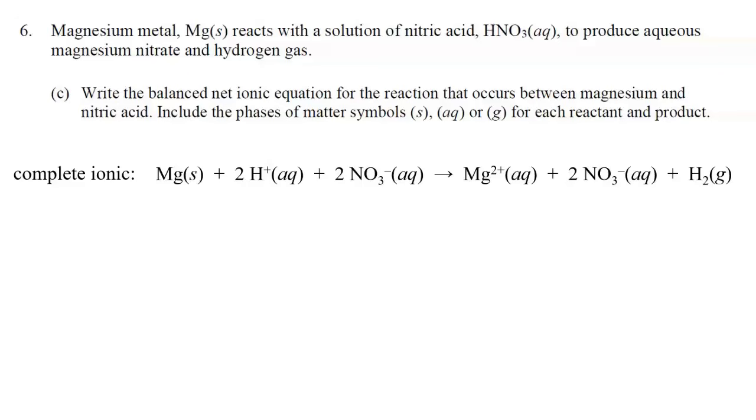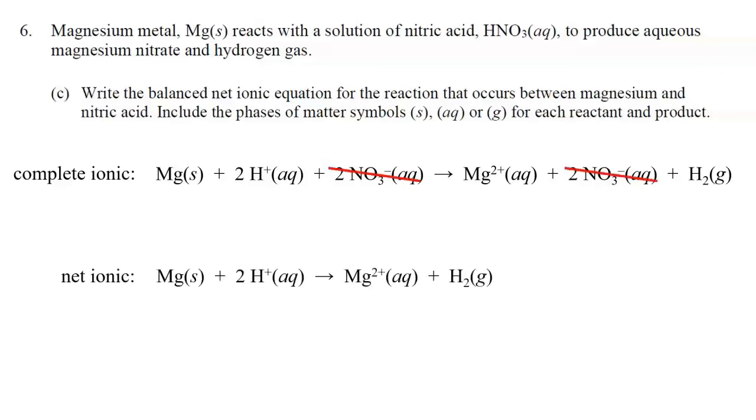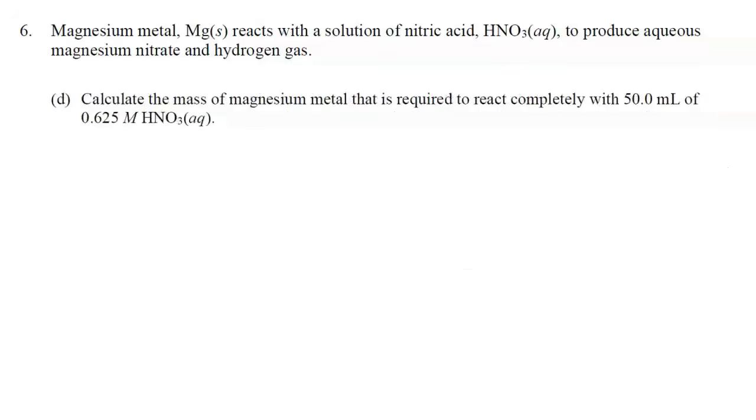Once we cross off the nitrate ions on the left and on the right, what we have left is the net ionic equation. So magnesium plus 2 H+ ions produces an Mg2+ ion and hydrogen gas. Everything is still balanced in terms of both atoms and charge. All right, let's move on to part D of this question.